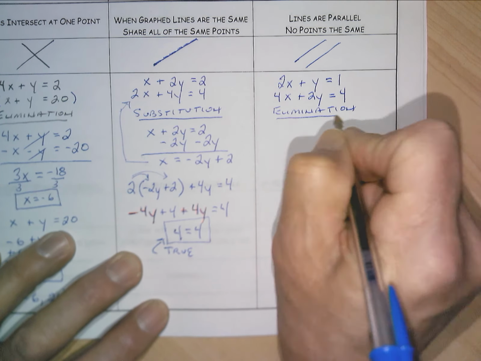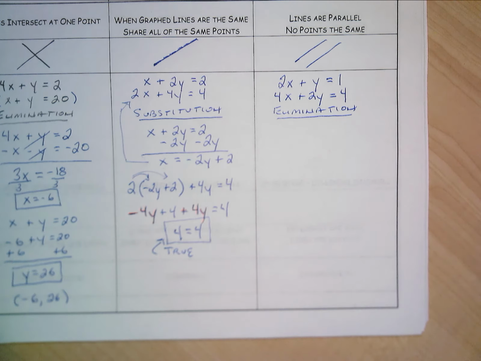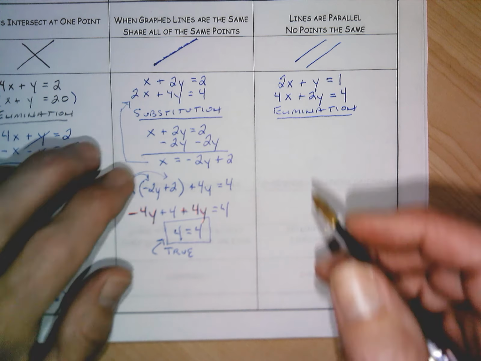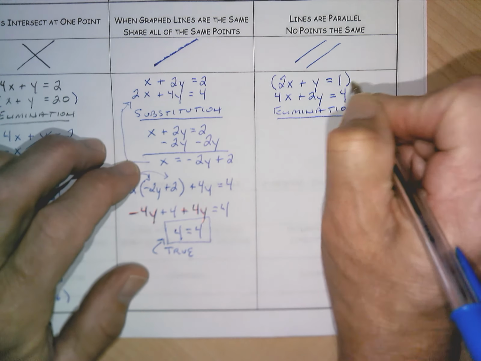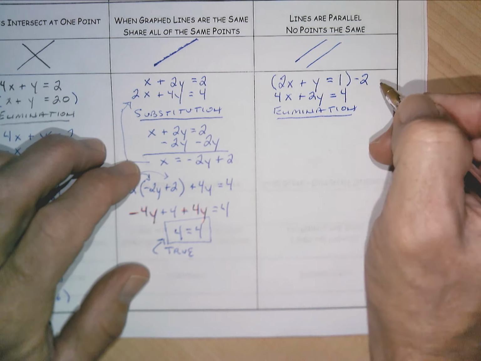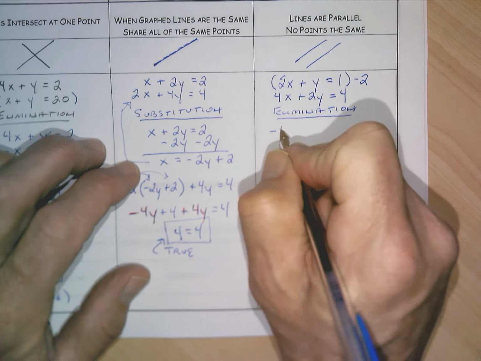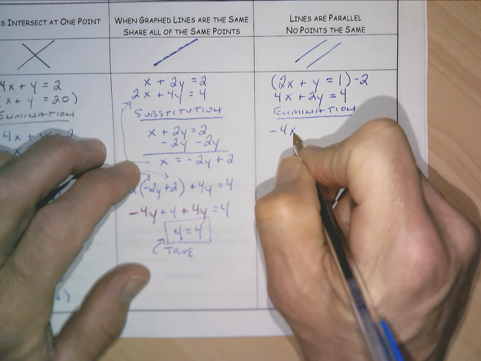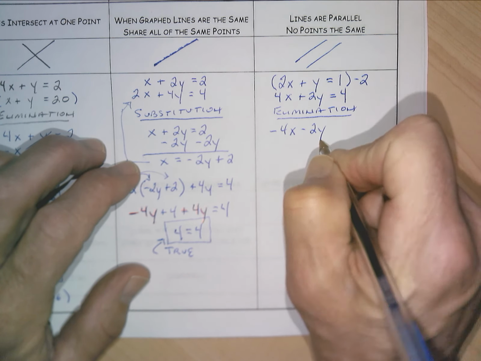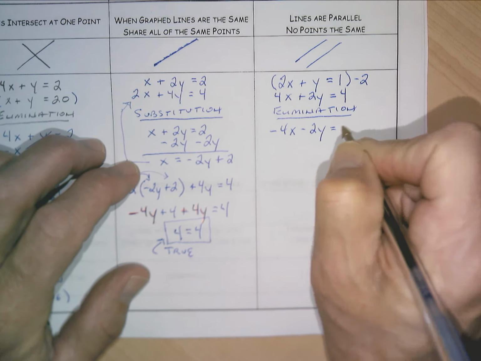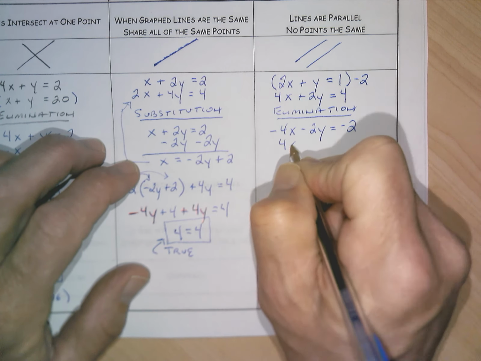I'm going to use elimination, and I'm going to attempt to get the x's to cancel out. So I'm going to multiply the top equation by negative 2, so that I have negative 4x as my x term on top. Let's see what happens when I do that. Multiply that by negative 2, and I'm going to rewrite the system. Negative 2 times 2x is negative 4x. Negative 2 times y is negative 2y. And negative 2 times 1 is negative 2. I'll put the other equation right below it.